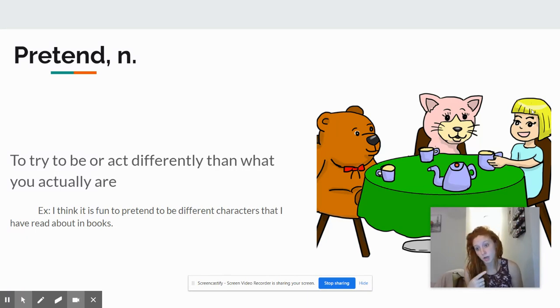And if you look at this picture, you can see that that girl is pretending that the kitty cat and the teddy bear are having a tea party with her. So pretend is to try to be or to act differently than what you actually are.